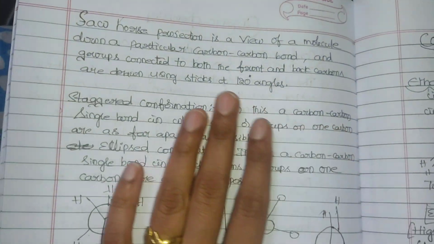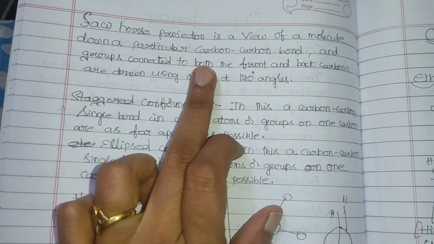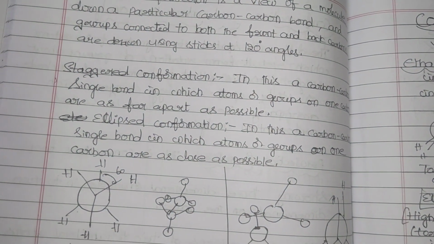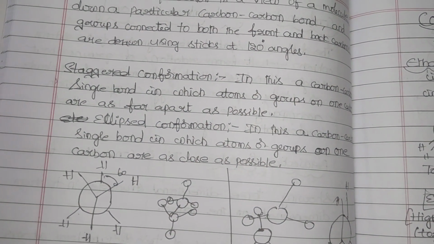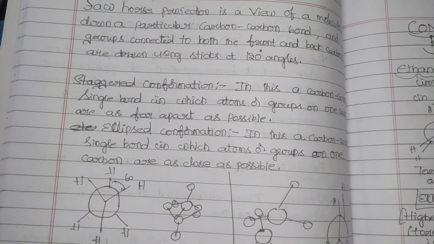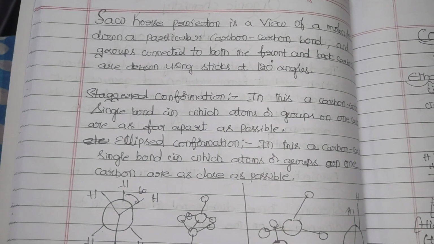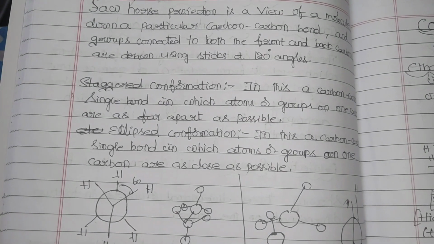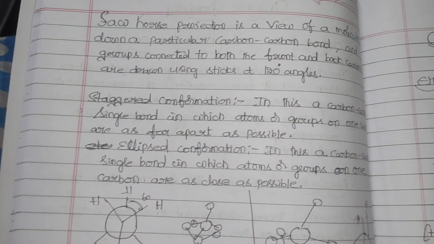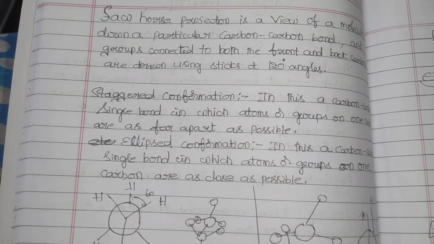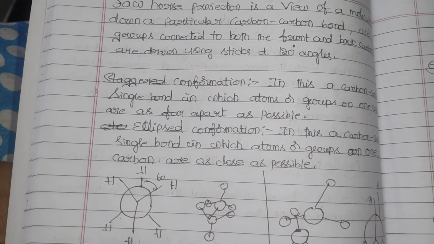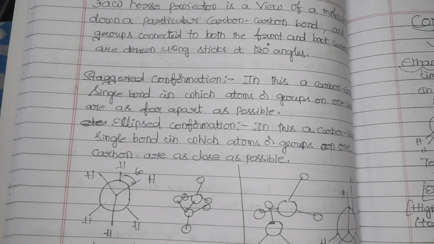In the Sawhorse projection, it is a view of the molecule down a particular carbon-carbon bond, and groups connected to both front and back carbons are drawn using sticks at 120 degree angles. In the Newman projection we can see only the axis from a front or back view, but in this the groups connected to both front and back carbons are drawn using sticks at 120 degrees. So we can see an elaborate structure in this.